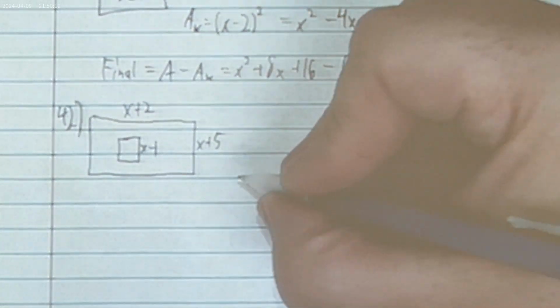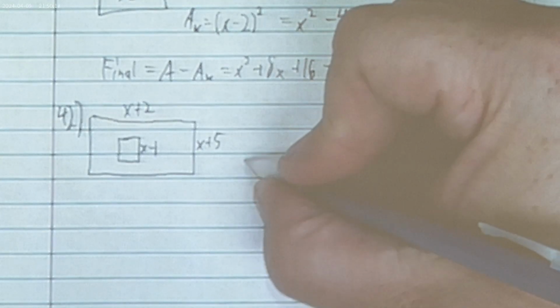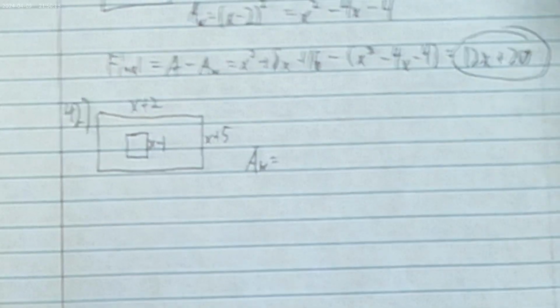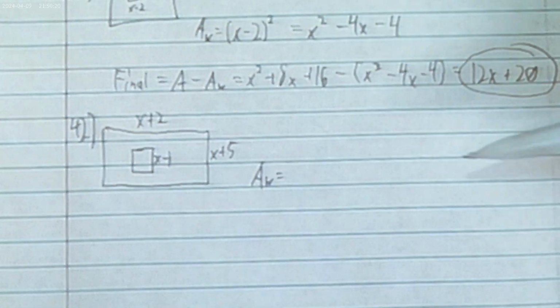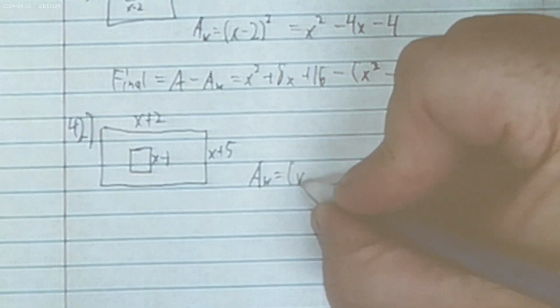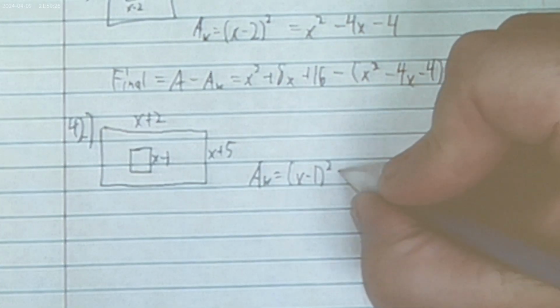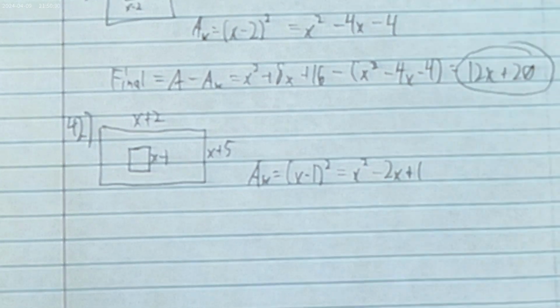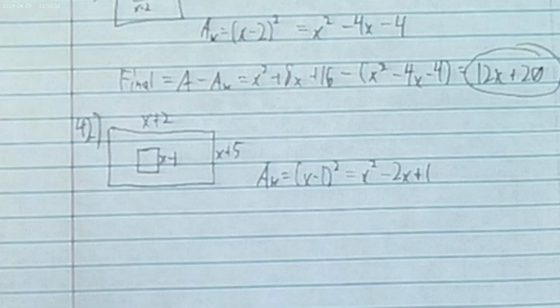First things first, I'm going to figure out the area of the inside because, frankly, that's the easiest one. It's a perfect square again, because it's x minus 1 squared, which is equal to x squared minus 2x plus 1. So that's the area of the inside.